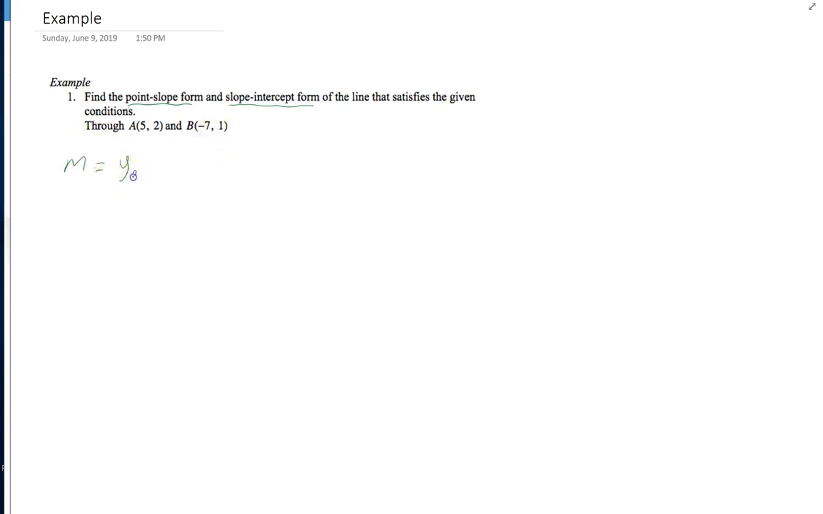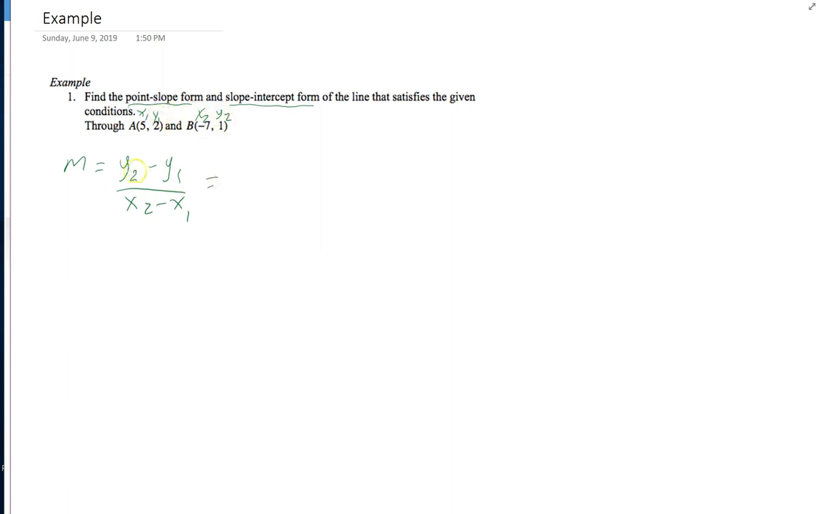We use our formula, m is equal to (y sub 2 minus y sub 1) over (x sub 2 minus x sub 1). And then we have to assign x sub 1, y sub 1 for point A, and x sub 2, y sub 2 for point B. It really doesn't matter which one you assign, as long as you make sure it is in the form x sub 1, y sub 1, x sub 2, y sub 2.